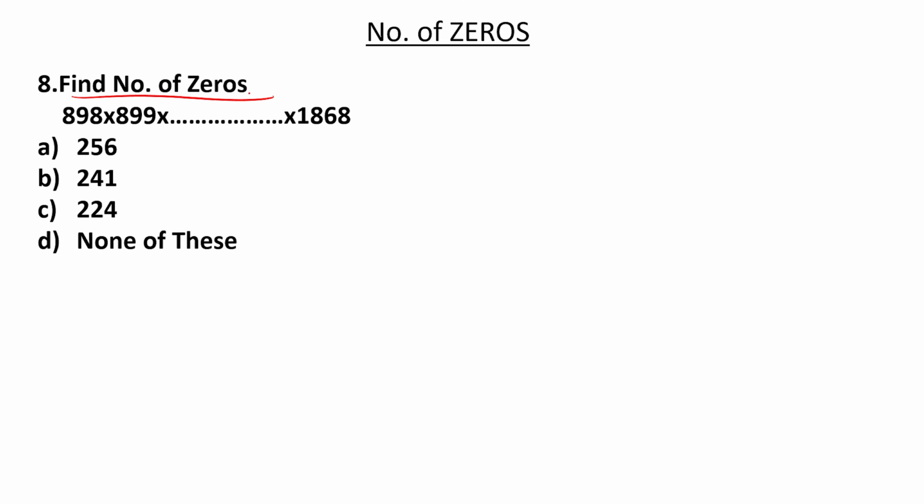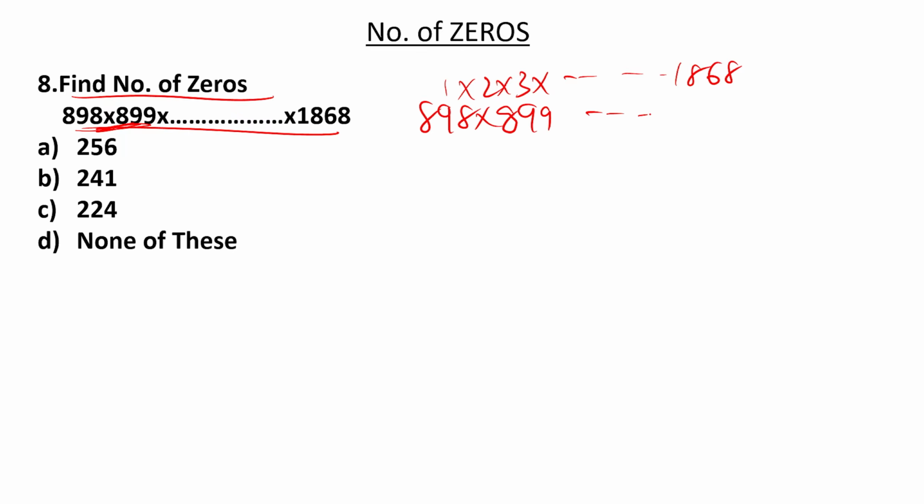Now, this is going to be quite tricky, but I promise you, I'll make it easy for you. So, here it is not starting from 1, right? That means all the problems that we did up till now start with 1 into 2 into 3 up to somewhere about 1868. But here the problem itself starts from 898 into 899 and so on up to 1868. So how do we solve this? I have an answer.